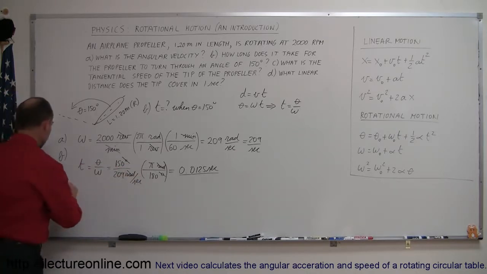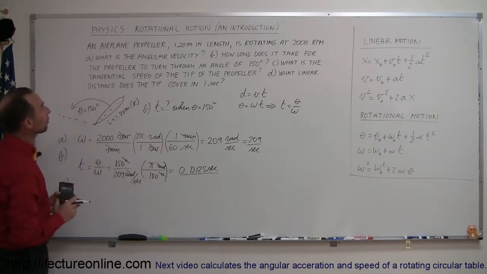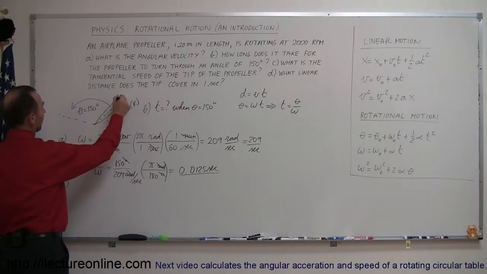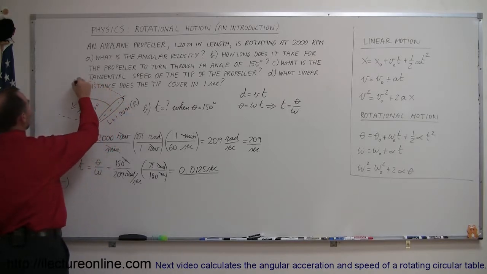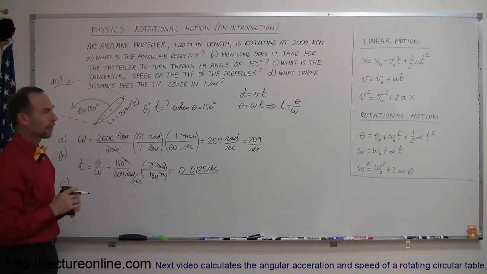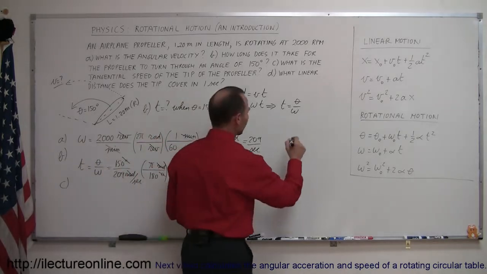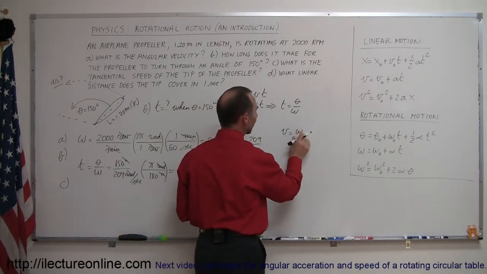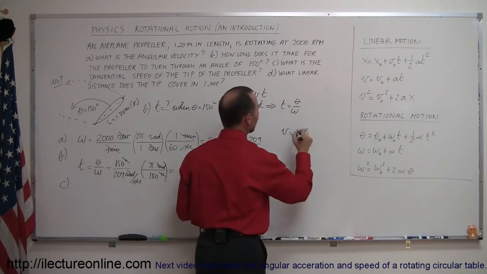Okay, now we go to part C. In part C, we're supposed to find what is the tangential speed of the tip of the propeller. So if I take the very tip of the propeller and I want to know how fast this is moving, what is the velocity equal to, the tangential velocity, we have to have a conversion factor. And it turns out that the tangential velocity, v, is equal to omega, the angular velocity, times the radius.